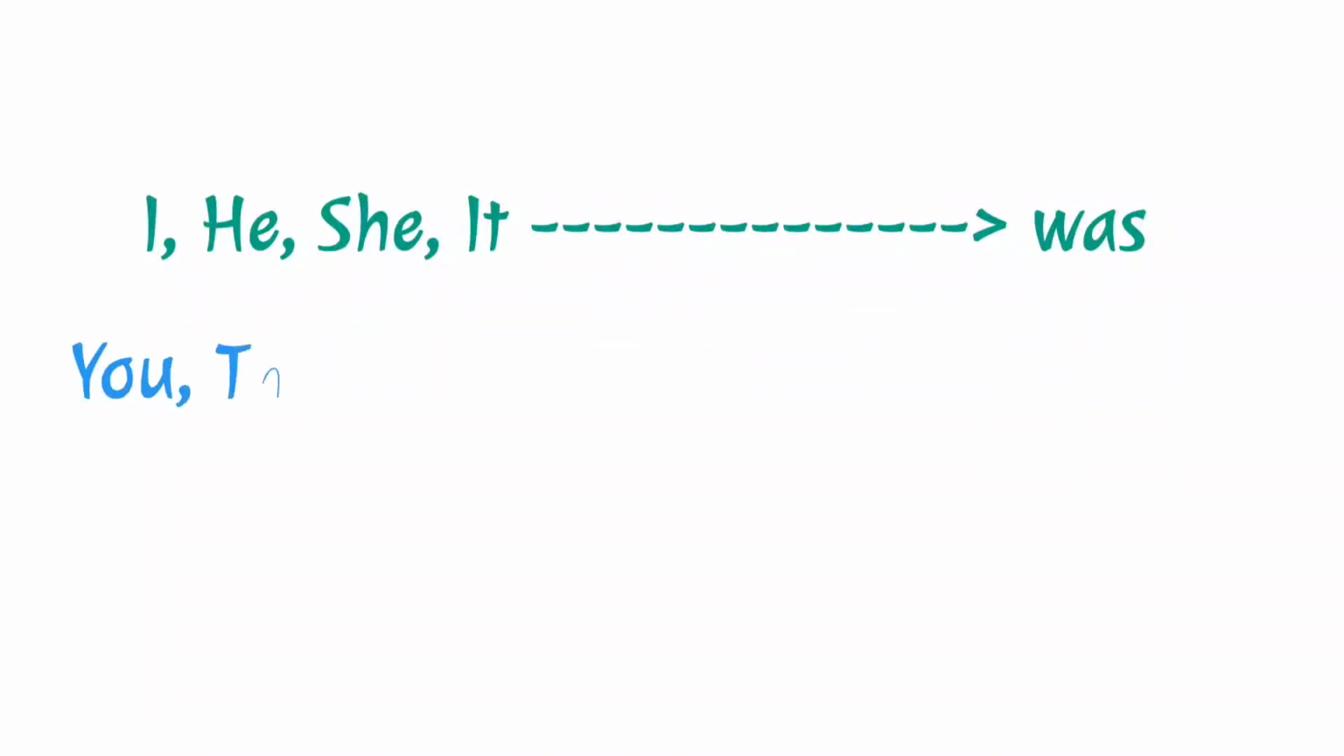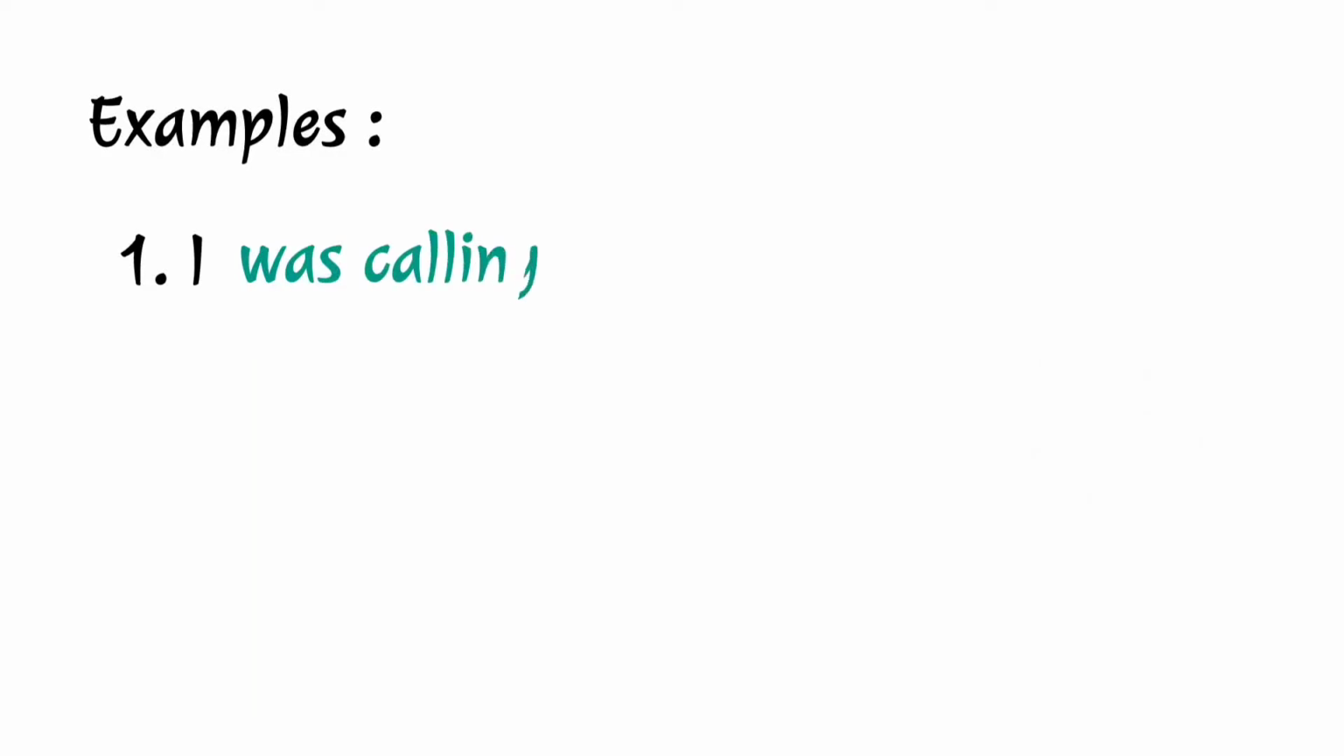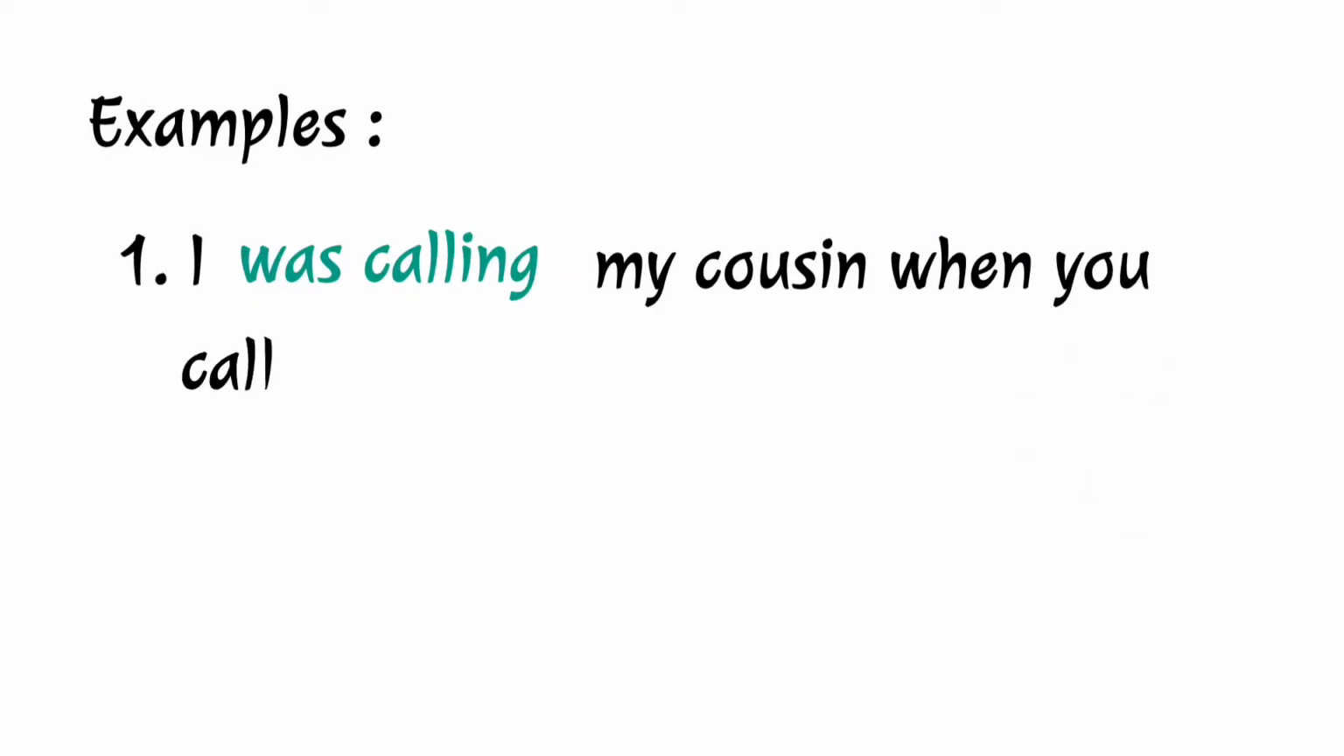We have to know that was here is the past form of is or am, while were is the past form of are. So it is not difficult to change that. Whenever we use am in present, it should be changed into was. Okay, now for example, we have I was calling my cousin. So the verb here is was calling. Was calling here is the past continuous.